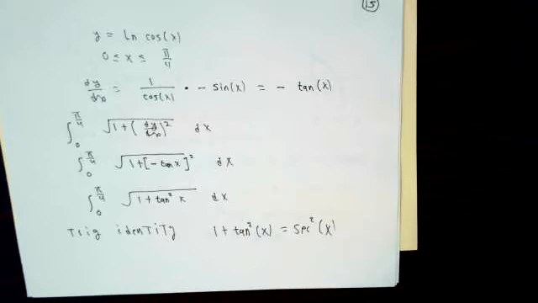Another example is y equals natural log of cosine x. I'm going to look at x being between 0 and pi/4 radians. If you remember, on that range of x values, cosine is strictly positive, so the natural log will make sense. I've got to figure out what dy/dx is. This is going to involve the chain rule.